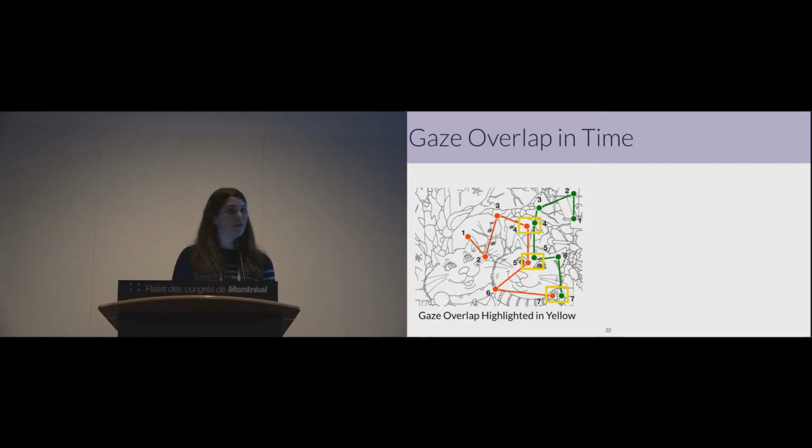And so in this example on the left, we have our orange and our green participant, and we're looking at their gaze paths. So they're starting at point 1 and they're ending at point 7, and that's how they're traversing the image. And we see that at points 4, 5, and 7 that they're establishing gaze overlap in time. So they're looking at the same point together.